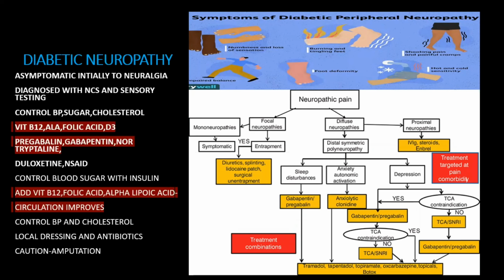Control BP, sugar, and cholesterol. What is the treatment? Vitamin B12, alpha lipoic acid, folic acid, D3, pregabalin, gabapentin, and nortriptyline, duloxetine, NSAIDs, and control blood sugar with insulin, and add vitamin B12, folic acid, and alpha lipoic acid to improve the circulation. Control BP and cholesterol.